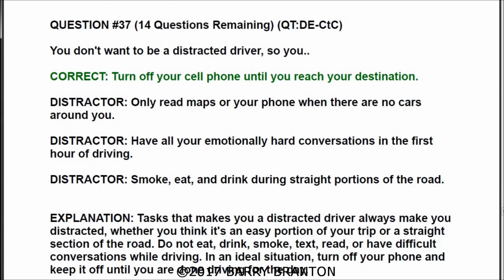Question number 37. You don't want to be a distracted driver, and the correct answer is, turn off your cell phone until you reach your destination.